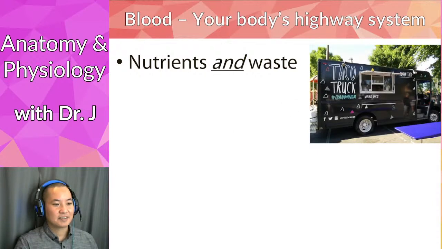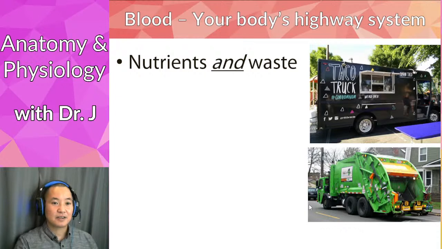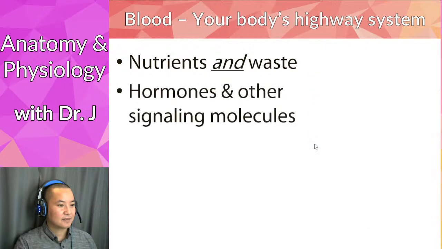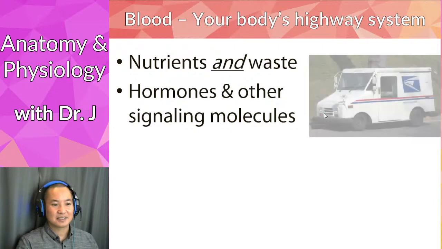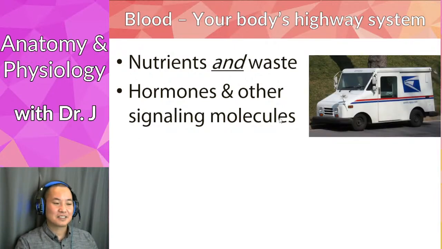Think of it this way, like highways, we have our food supply trucks, our delivery trucks, that deliver food, but we also have our garbage trucks that take away waste as well. And it's not only nutrients and waste, but also signaling molecules such as hormones, cytokines, or chemokines. Remember, your endocrine system's main transporter of hormones is blood. So it's not only a road system, it's kind of like our mail system, if you're still writing letters or paying bills. So it is a messaging system as well.